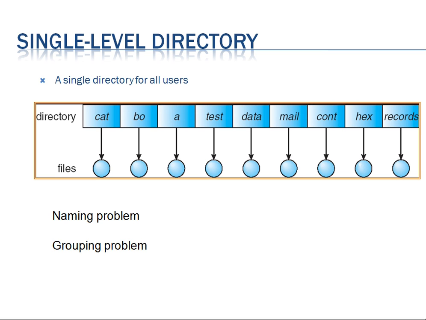Here we have a single level directory, where a single directory is there for all users of the system. See, a single directory having all of the entries, all of the types here, and then each type has its own file. But in a single directory for all users, there can be a naming problem, as many users may use the same name, and file names may face a conflict. Grouping is another problem here.